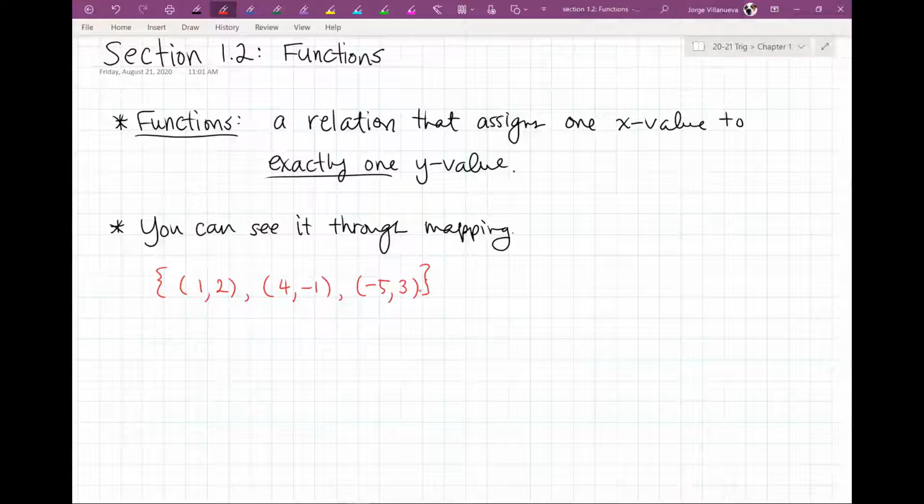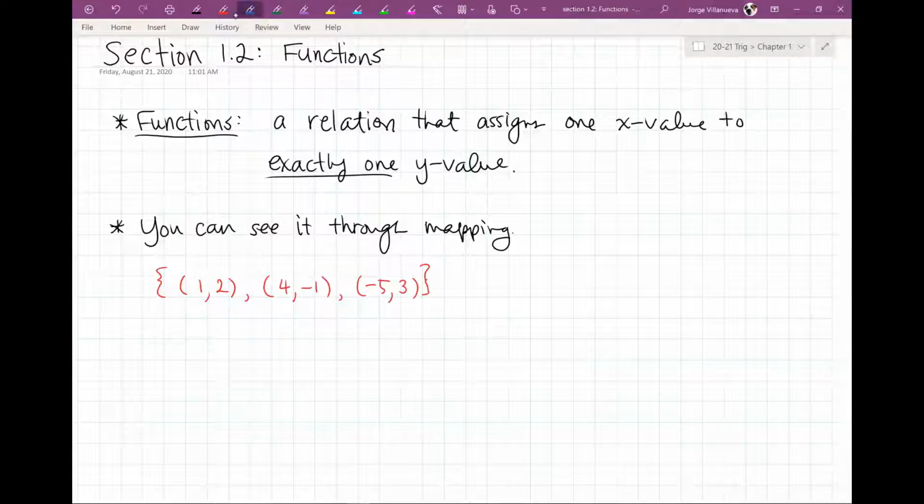One way you can check is if you look, every x value goes to a y value only once. The number 1 only goes to 2. So 1 goes to 2, 4 goes to -1, -5 goes to 3. Notice 4 doesn't relate itself with a 2 here or with a 3 over here. It only relates with -1. So the x value of 4 only attaches itself to -1 from the y values. That's what we want. We want it to only attach itself once.